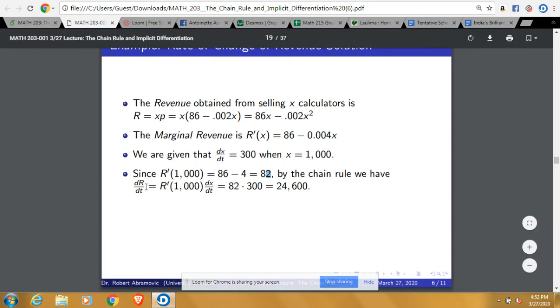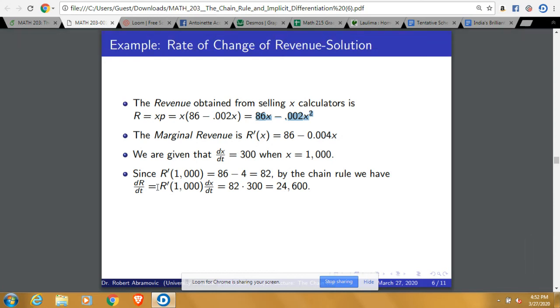Now by the chain rule, we can compute dR/dt. Notice this revenue function here is a function of x only. That is, it's a function of the number of calculators produced, but because x, the number of calculators manufactured, is a function of time, an unknown function of time because, like we said before, there were many variables, how the company's doing, the economy, etc. We don't know much about this function. We do know, however, that the derivative of this function is 300 when the function's value is 1,000.